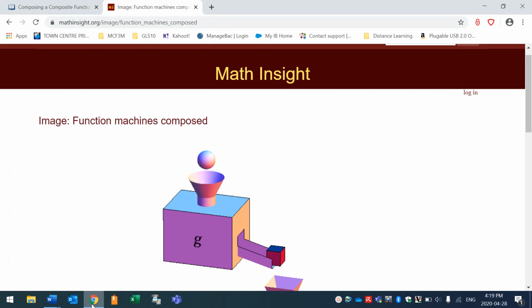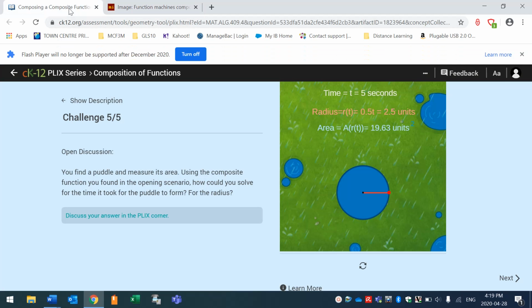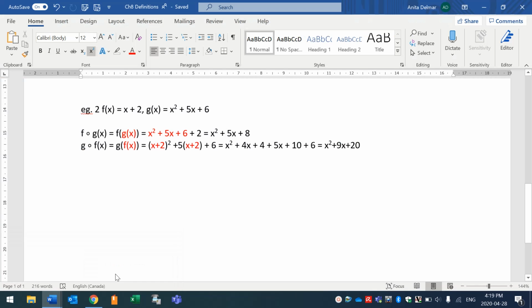So let's go back to our challenge now. Oops, I lost it. Oh no, here it is. Good. Challenge 5 of 5. So the question was, using the composite function you found in the opening scenario, how could you solve for the time it took for the puddle to form and for the radius? So let's go back over here.